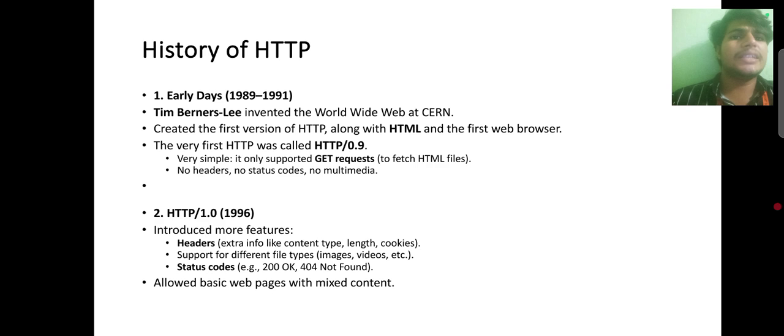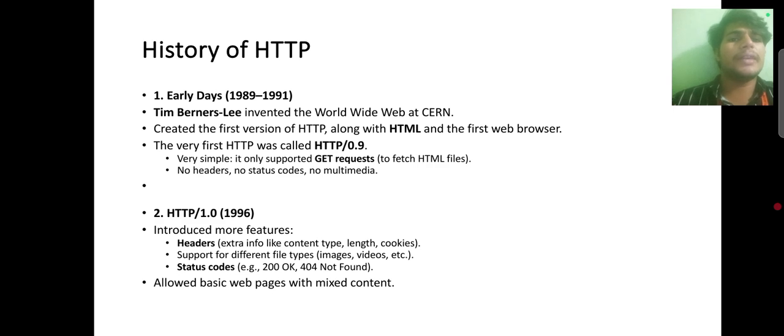History of HTTP. First, early days, 1989 to 1991. Tim Berners-Lee invented the World Wide Web. He created the first version of HTTP along with HTML and the first web browser. The very first HTTP was called HTTP/0.9. Very simple, it only supported GET requests. No headers, no status codes.